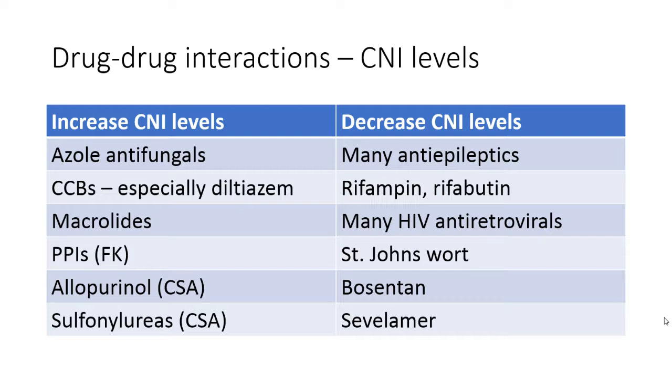And then medications that can decrease the calcineurin inhibitor levels are many of the seizure or antiepileptic medications, rifampin, and many HIV medications can do this. St. John's wort, bosentan, which hopefully our patients aren't going to get post-transplant because that would be a problem. And then this phosphate binder.